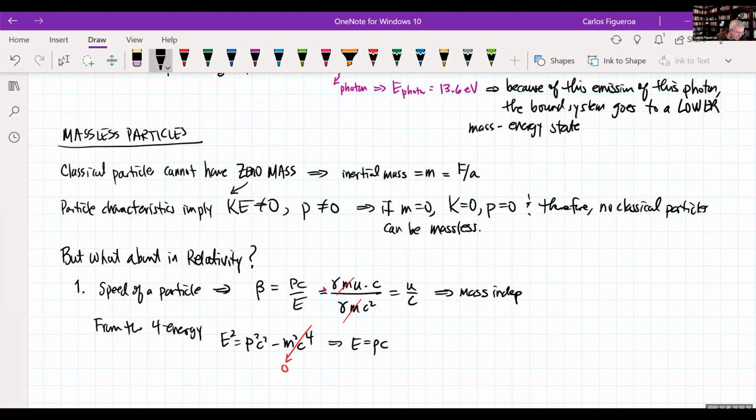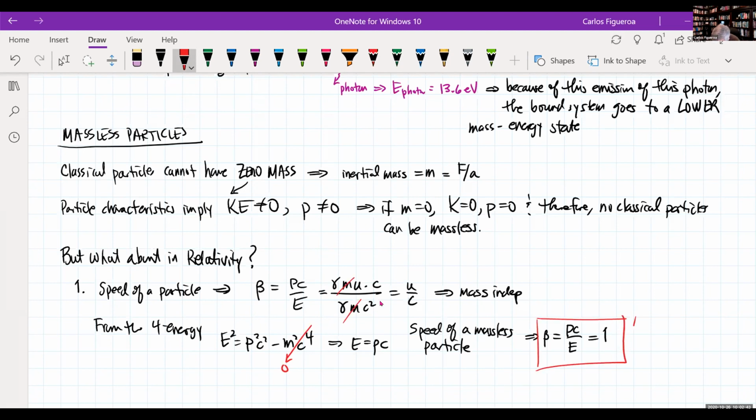So if I go look at the beta function, then we could say that the speed of a massless particle, well, this clearly tells us that beta, which is PC over E, has to be 1. So that means that all massless particles must travel at C.